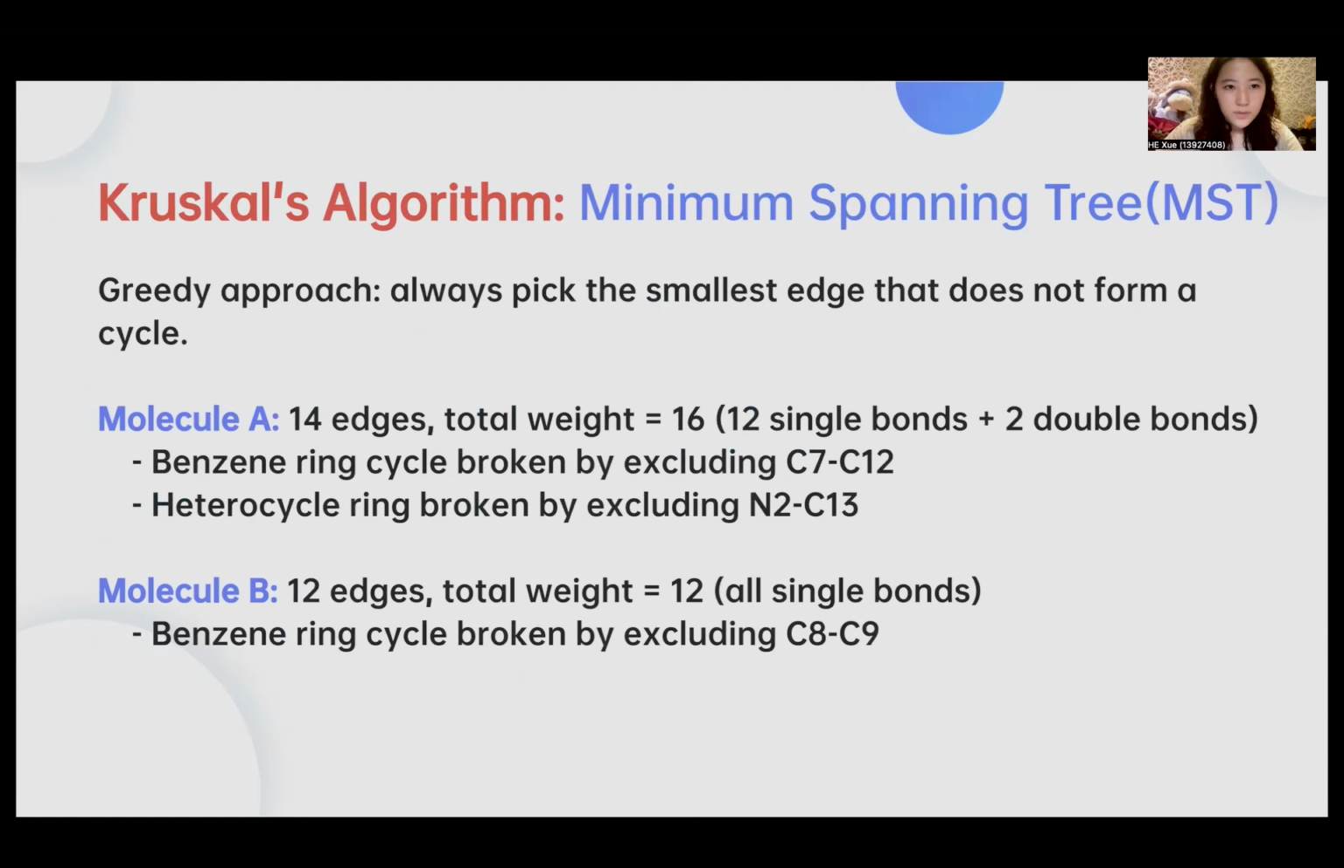And next is Kruskal's algorithm for the minimum spanning tree. The idea is to sort all edges by weight and keep adding the smallest edge that does not form a cycle. For molecule A, the MST has 14 edges and a total weight of 16. For molecule B, the MST has 12 edges and the total weight is 12.